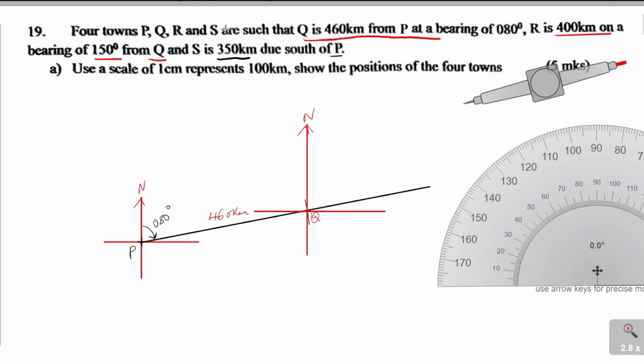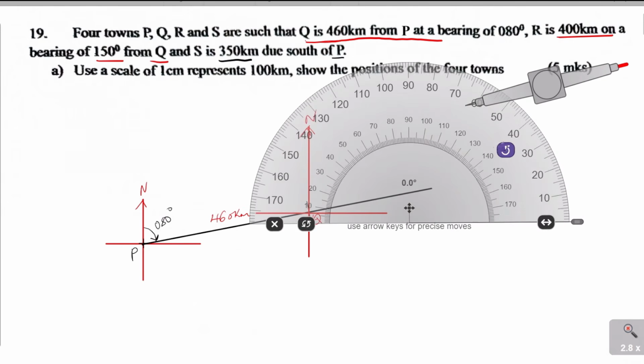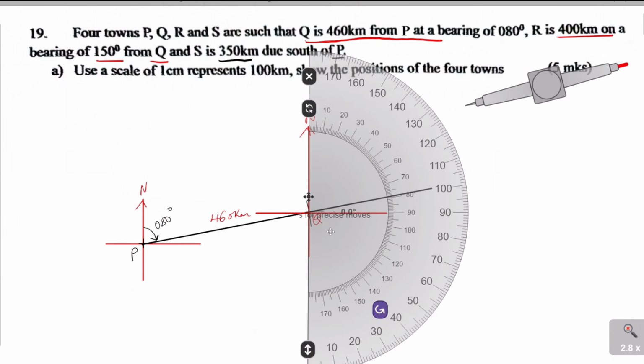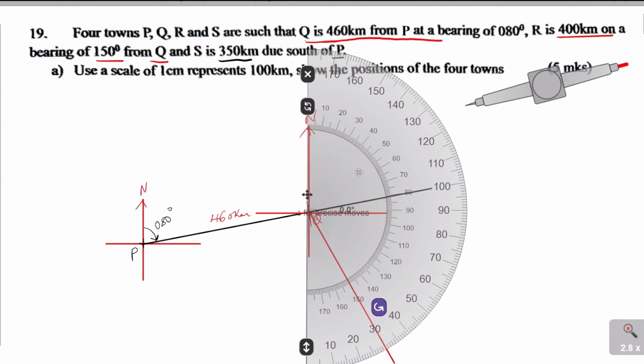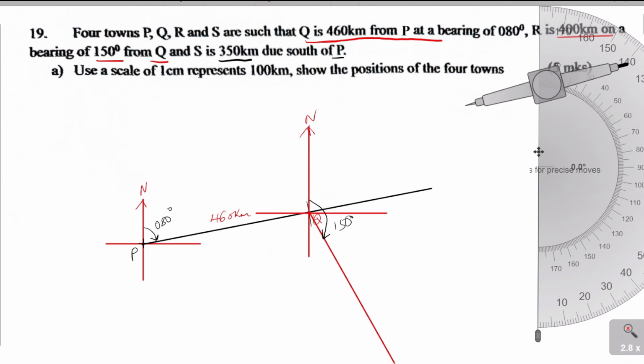After doing that, I need to measure 150 degrees from there. Remember, we're following the sketch that is here at Q, 150. This is how I measure 150, and you check how I'm placing my protractor. So 150 degrees is to that point. Just confirm these measured: from here you have 10, 20 all the way to 150. So this is on 150 degrees.